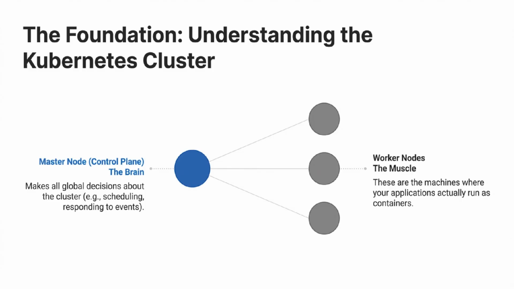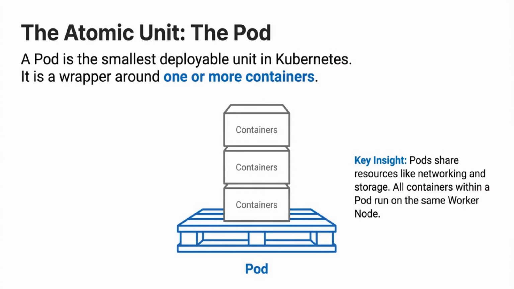Next is the smallest deployable unit in all of Kubernetes, the pod. A pod is a wrapper around one or more containers. It shares networking and storage resources, and every container inside a pod runs on the same worker node. The key insight is this: pods behave as a single logical unit. If one container within a pod needs to talk to another, they share space. Kubernetes doesn't move containers within a pod independently. The pod moves as one.